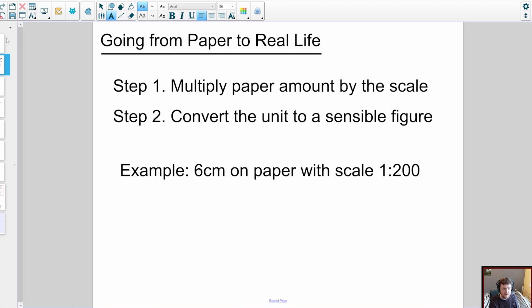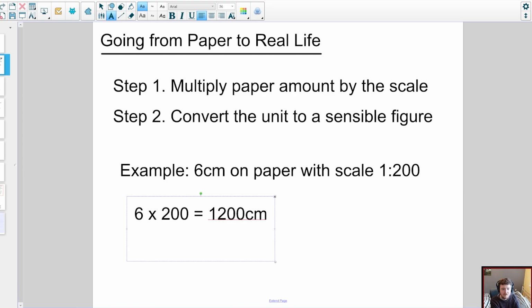Going from paper to real life, how do we work out what one is to the other? So we've got two steps here. Step one is to multiply the paper amount by the scale. And with this example, we'll talk about what we're talking about. Step two, convert the unit to a sensible figure. So in the example below, we have 6 centimeters on paper with the scale 1 to 200. So what I would do is I'd take my 6, I would multiply it by my scale, which in this case is 200. That's going to give me 1,200. And the units will be whatever you put in. They told me it was 6 centimeters, so my answer will be 1,200 centimeters.